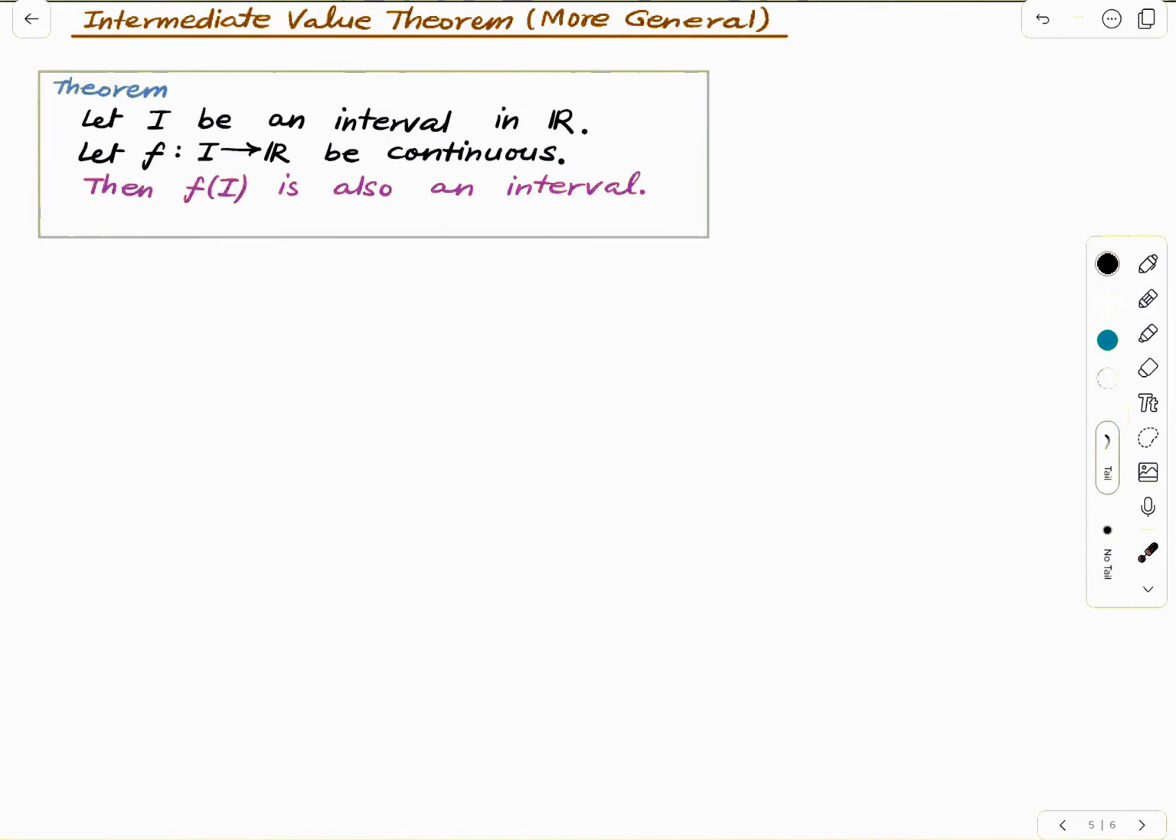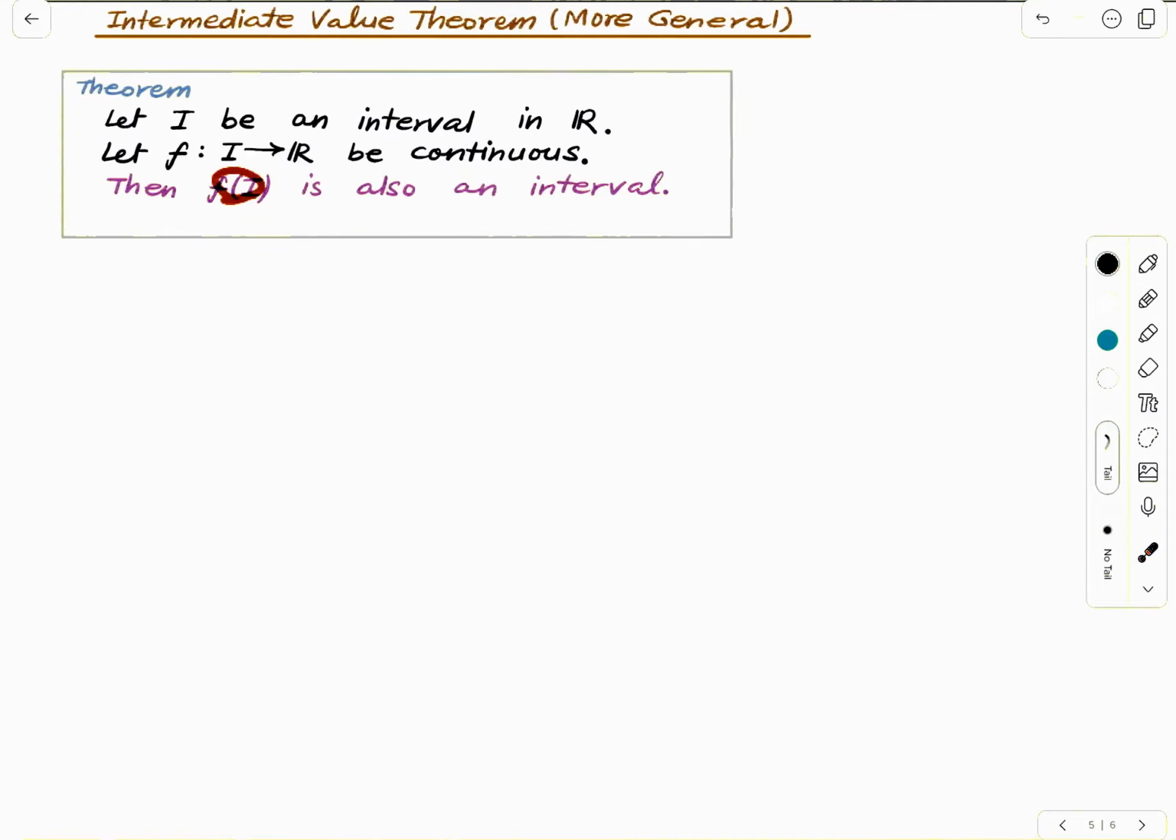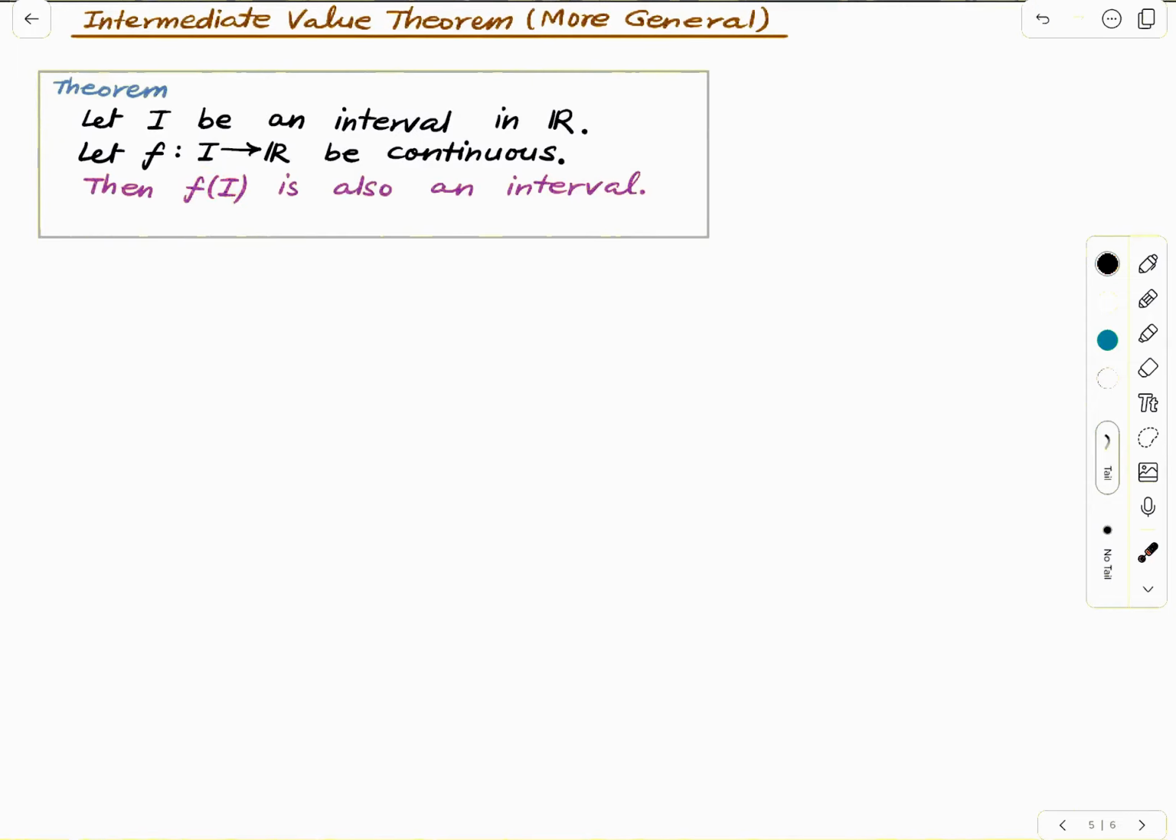So if you start with an interval of this sort, you may not end up getting the same sort of interval, meaning this is an interval where both the endpoints are open. If you take the image of it under a continuous function, you may not get a both-open interval. You may get a one-sided closed interval or something, or both-sided closed. But it will be an interval though. Why is that? The reason is the convexity property. So the reason is that f of I is convex.